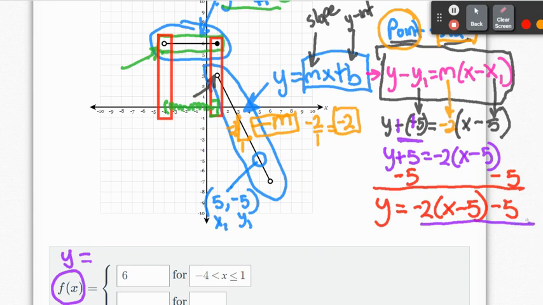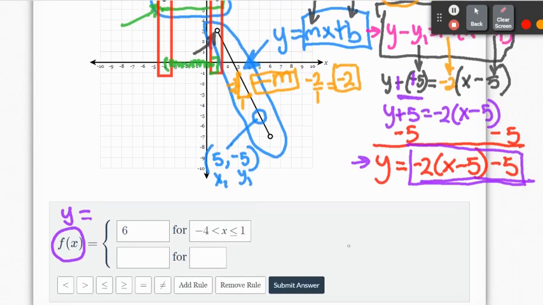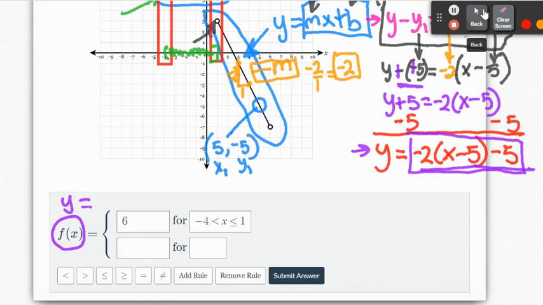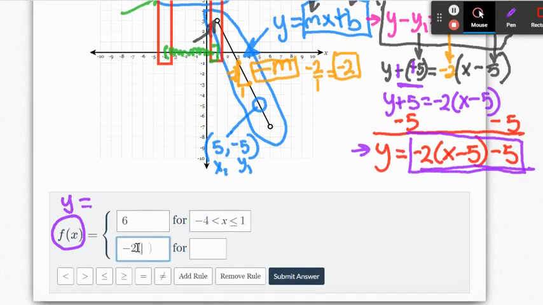I don't have to keep simplifying. I don't have to distribute the negative 2 and combine like terms or any of that. This is what y equals, which means this line is defined by this expression. So I can type exactly that down in the box and say negative 2 parentheses x minus 5 close parentheses minus 5. That's the equation of this line.